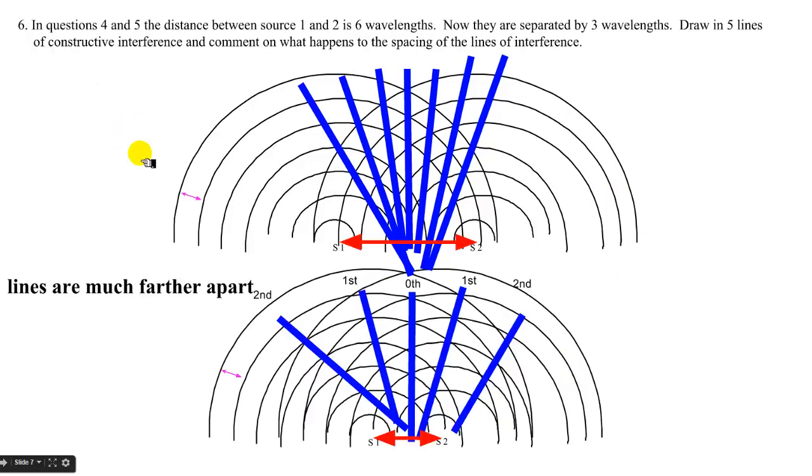Let's compare what happens when we move the two sources closer to each other. Here, if you want to call that where the drops of water were going, right there, source 1 and source 2, they're a certain distance away from each other, and we get these lines as our lines of constructive interference. If we move the sources closer to each other and still have the same wavelengths, notice what happens to the lines. They become much further apart.